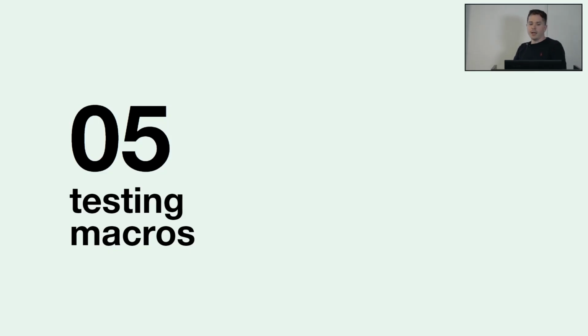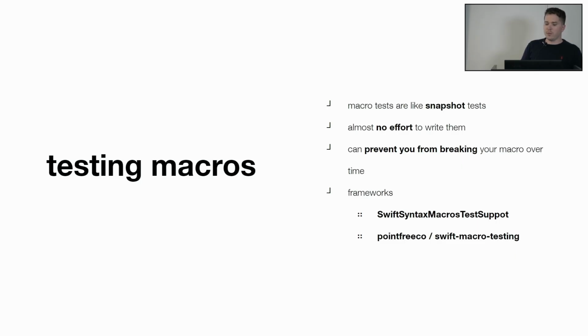So with that done, my last topic is testing macros. Fortunately, Swift macros support unit tests by default. You can imagine these as snapshot tests, because that's what they basically are. And they are almost no effort to write, and they can prevent you from breaking your macro over time. So I highly suggest using them. And Swift macros test support is the original Swift syntax library that contains the testing support. And there is another very cool library I suggest using. It's the Point-Free Swift macro testing library.